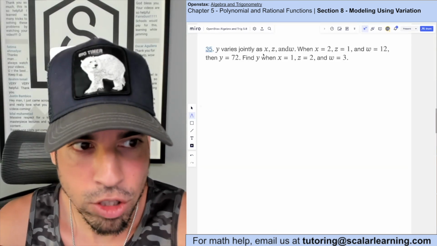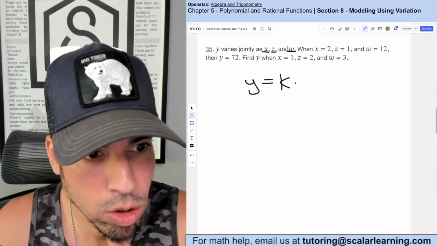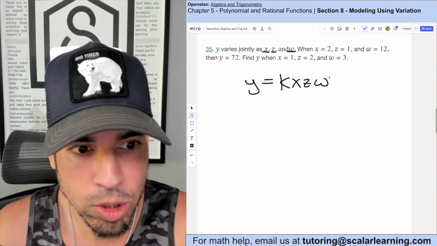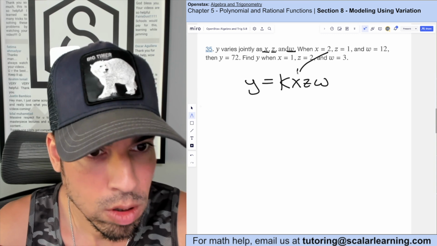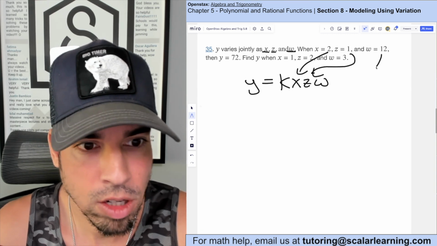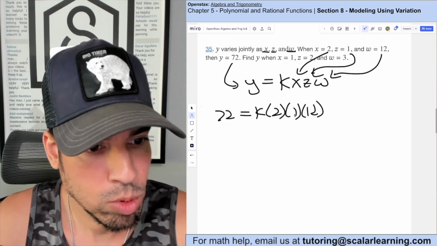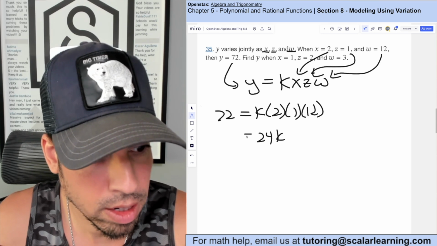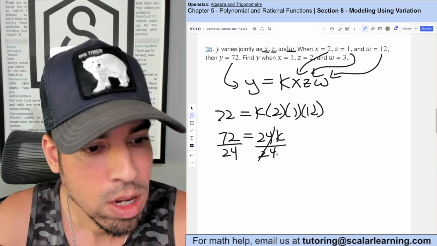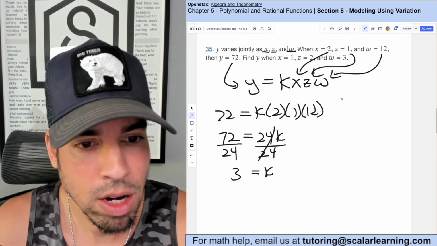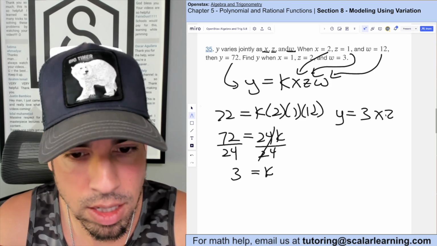So for this one, it says y varies jointly as x, z, and w. So that means y equals k times, it says jointly as all 3, so it's literally x, z, w. Now we're going to solve for k first. It says when x equals 2, z equals 1, and w equals 12, then y equals 72. So that's enough information to plug in. So we get 2 times 1 times 12, which is 24. K equals 72. Then to solve, we divide both sides by 24, and I get k equals 3. So now I can rewrite this as y equals, replace k with 3, x, z, w.